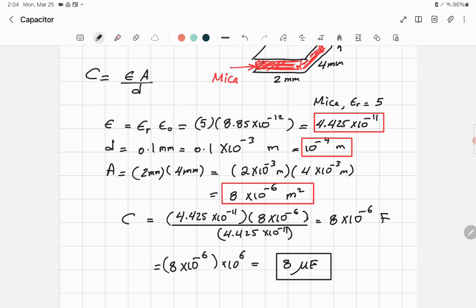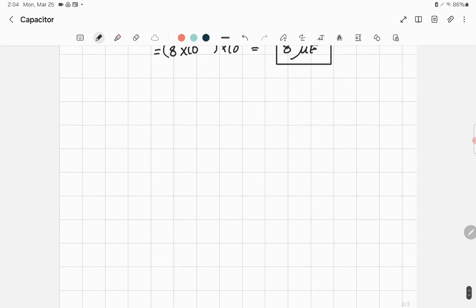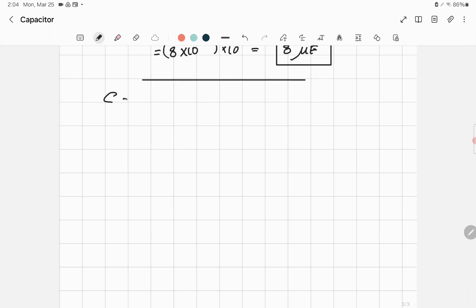Next. I want to elaborate more on this relationship of the capacitance. C is equal to epsilon A over D. What does it mean? Epsilon is constant, and if epsilon and D are constant and A is variable, we'll find that C is proportional with the area. It means the capacitance is directly proportional to the area. You increase the area, the capacitance increases.